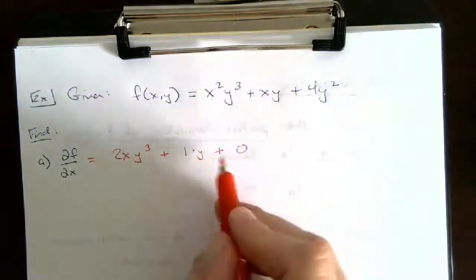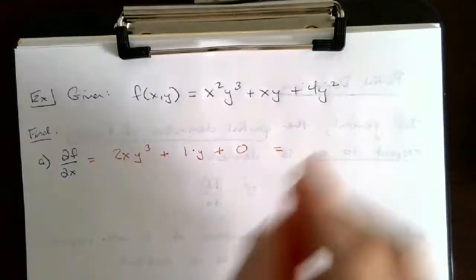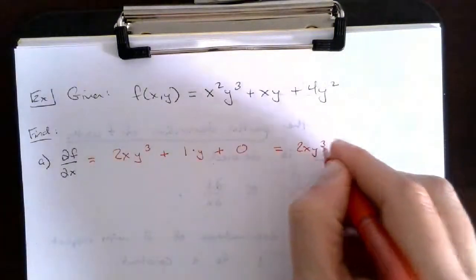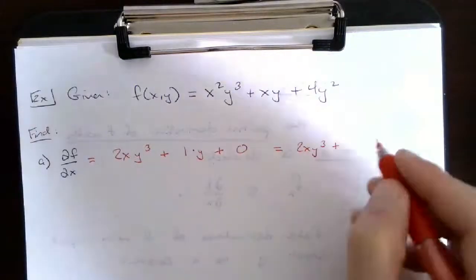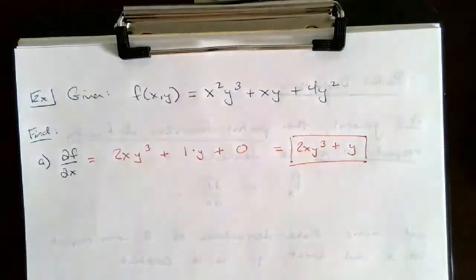Now, you don't necessarily have to write it. I'm writing it there, though, so you can see it. And now we just simplify. So you have 2x y to the third plus 1 times y is just y. And then plus 0 you don't need. So 2x y to the third plus y would be the partial derivative of f with respect to x.